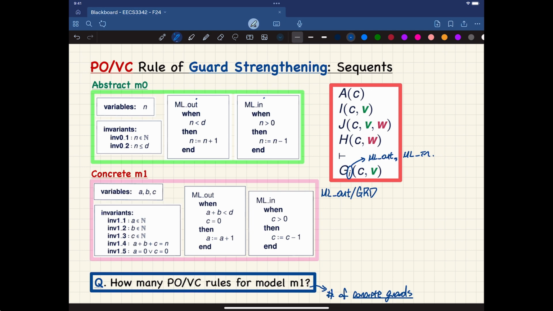We're basically saying for the refinements, we got to make sure the concrete guard for ML out implies the abstract guard over here. So that's the first proof obligation. And the second one here will be ML in, and then guard strengthening. So these are the 2 proof obligations we will need. All right. Let me do one of them, and the other one will be your exercise.